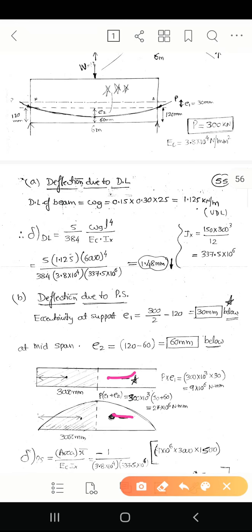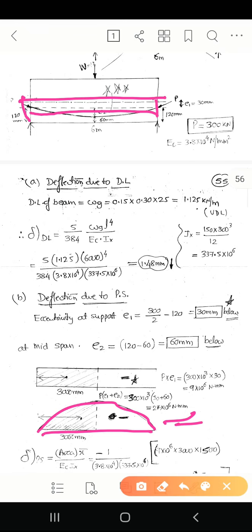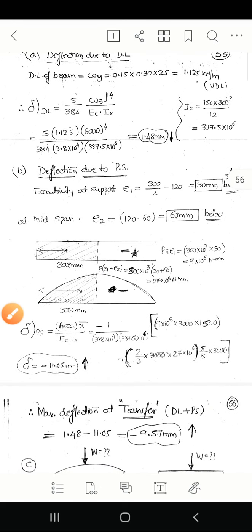If it is below the neutral axis, the negative deflection or the moment we will get. Okay. So next we can consider the bottom which is below the neutral axis. One rectangular portion is there, so that we can consider. And one more is a parabolic variation with considering E1 plus E2. So E1 plus E2, if we multiply that, I got the answers. P into E1, I got the answer as 9.9 into 10 to the power of 6. So that is the moment, right?